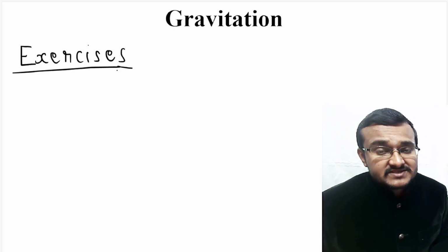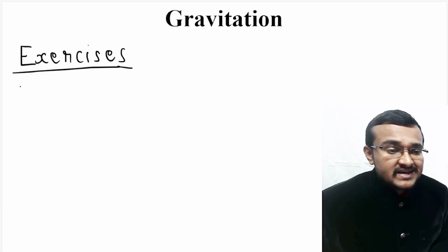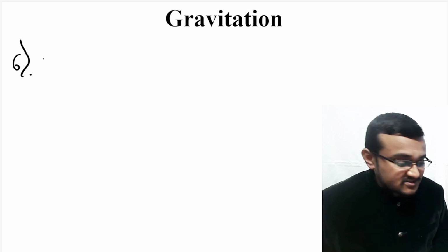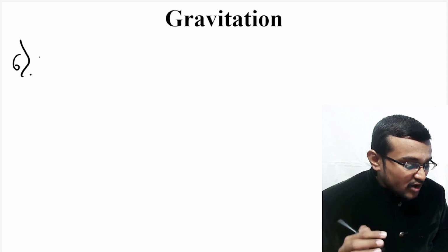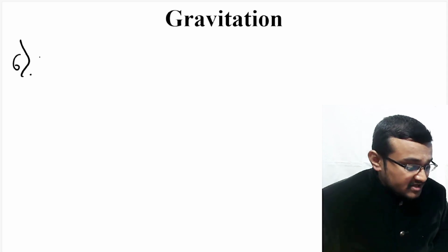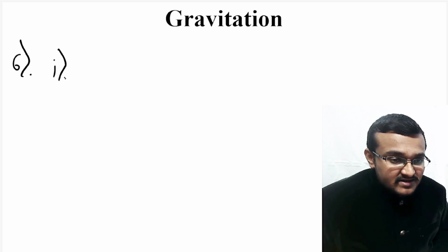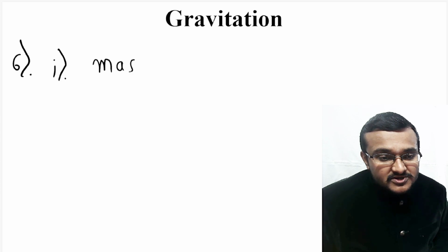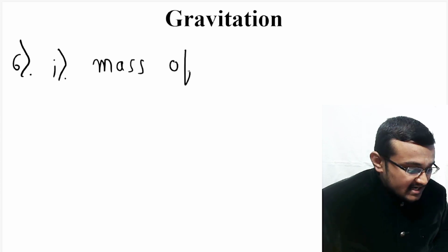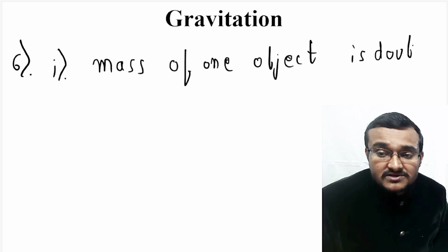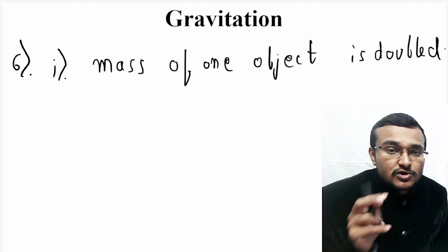So coming to the exercises in this gravitation chapter, in the sixth question, here you have three different questions. Here they are simply asking what happens to the force if the following conditions are given. Coming to the first case, they have asked: mass of one object is doubled. So what happens to the gravitational force between those two objects?